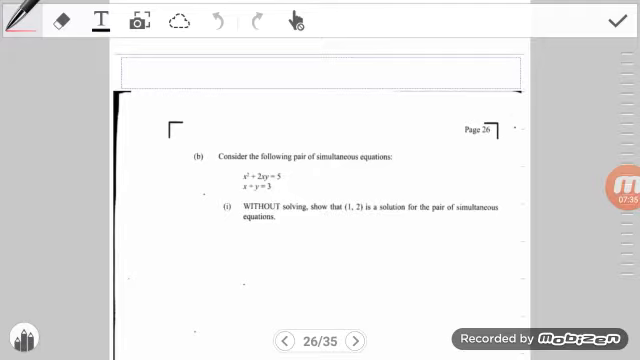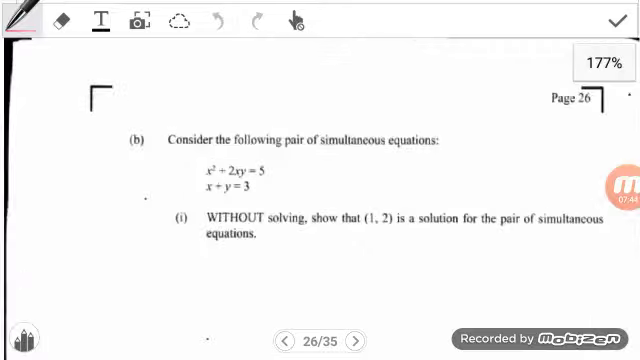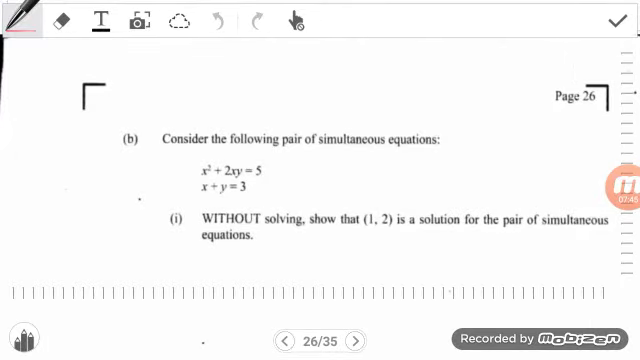Now, it says here, part B, consider the following pair of simultaneous equations: x squared plus 2xy equals 5 and x plus y equals 3. And it goes on to say that without solving, you have to show that (1, 2) is a solution to the pair of simultaneous equations.